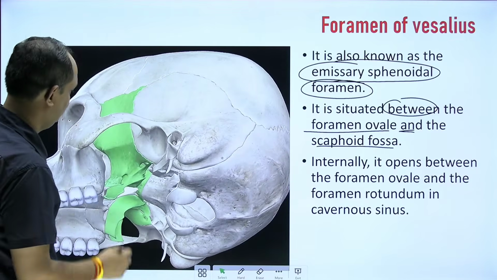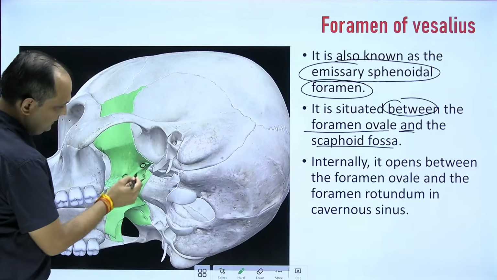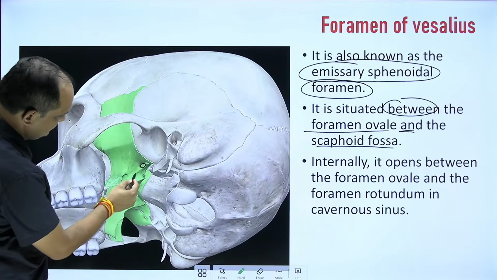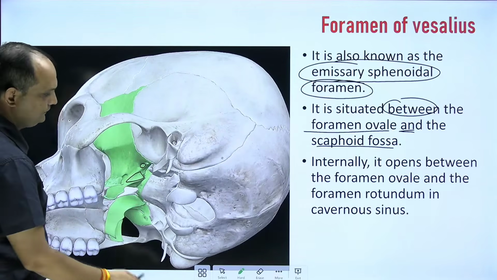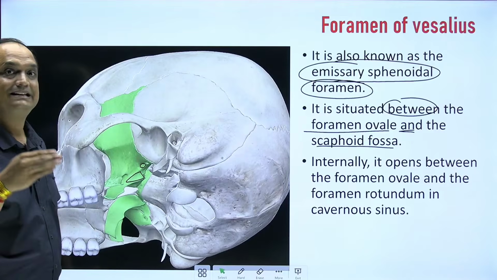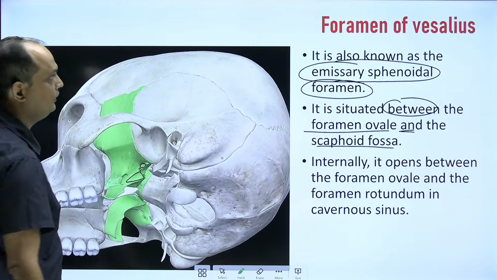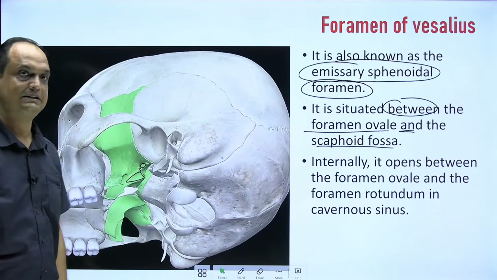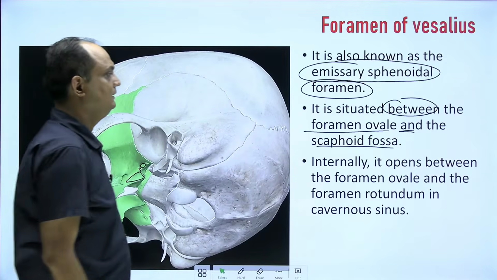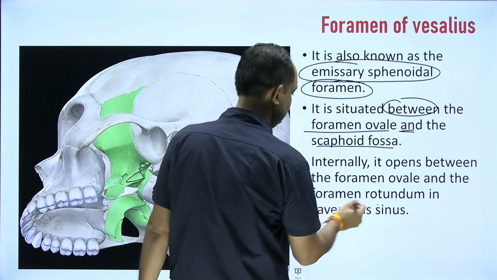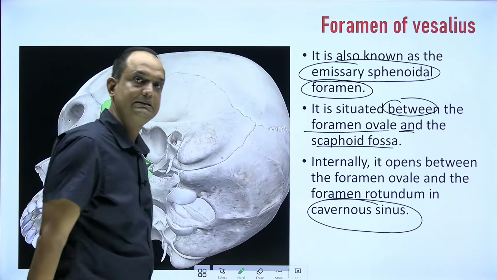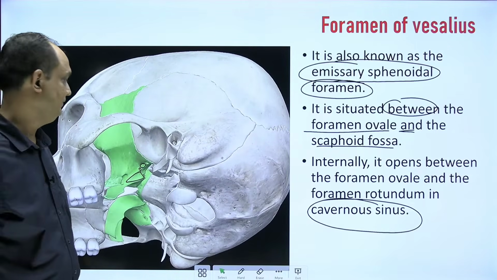So where is the foramen ovale? This is the foramen ovale. Where is the scaphoid fossa? This is the scaphoid fossa. So if this foramen is present, it lies anterior to the foramen ovale. So this is the place for the foramen basalis. Now this foramen basalis internally opens into the cavernous sinus, and it allows passage for the emissary vein.